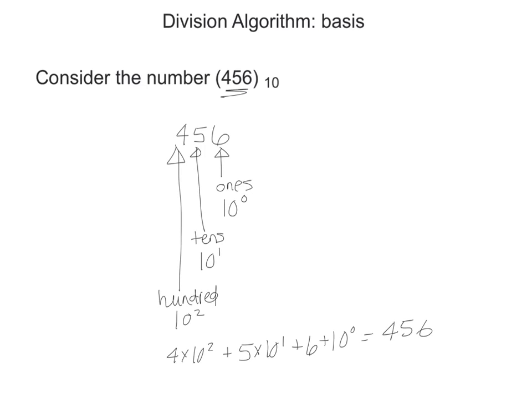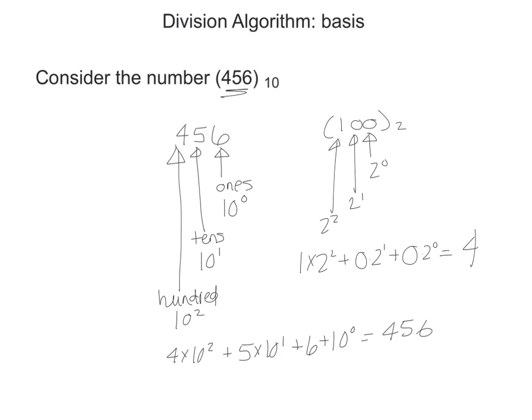We can write numbers in other bases, such as the number 100 base 2. Here we would have 2 to the 0 power, 2 to the 1, and 2 squared. So this would be 1 times 2 squared plus 0 times 2 to the 1 plus 0 times 2 to the 0. So this number is equal to 4. This is the representation in base 2 of our normal number 4, base 10.